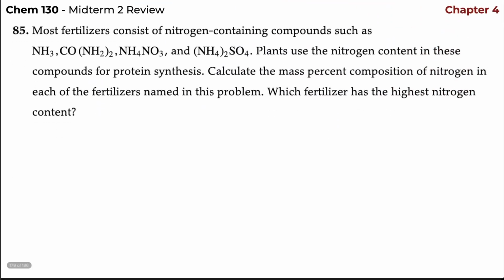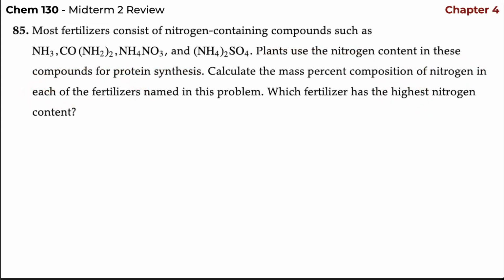All right, so for this one, you need a conceptual understanding of what's going on to answer this question. It's saying that a lot of fertilizers have nitrogen-containing compounds such as this, and this. So ignore that, we don't need this sentence right here. Calculate the mass percent composition of nitrogen in each of the fertilizers, and which one has the highest.